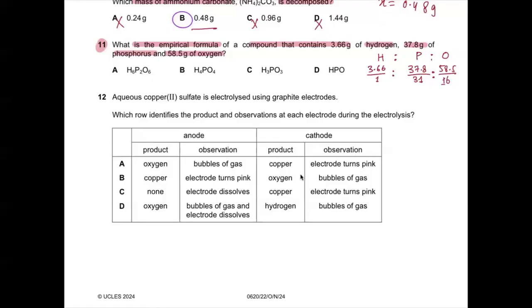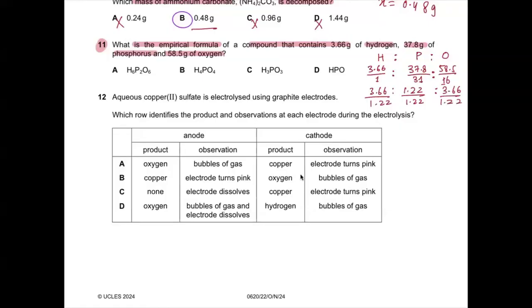Can anyone tell me the value? For the first case, it is going to be 3.66. For the second one and the third one, can anyone tell me the value, please? For the second one it is 1.22. And for the third one, it's 3.66 or something else. Yes, it is 3.66. So the smallest is 1.22, so we are going to divide all the values by 1.22.